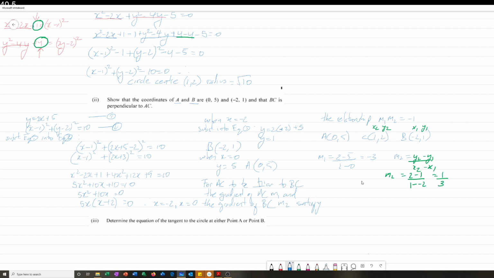So M1 by M2 is minus 3, multiplied by a third, and that gives me minus 1. So I satisfy this condition. So therefore AC is perpendicular to BC. Right? So we were able to show that.